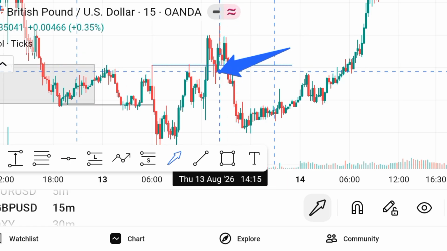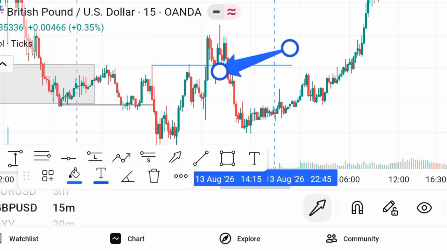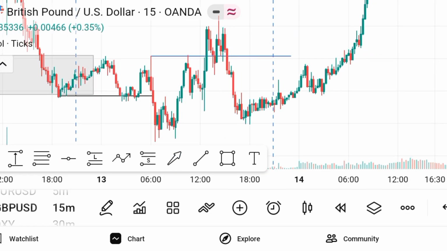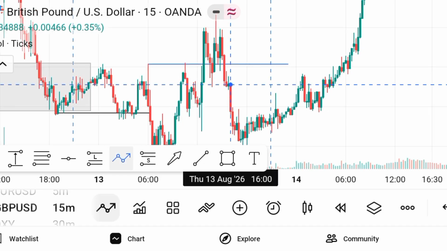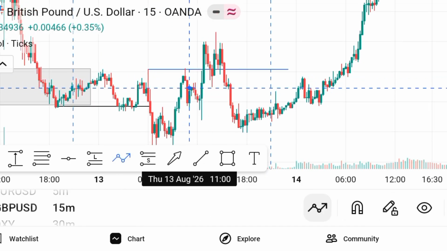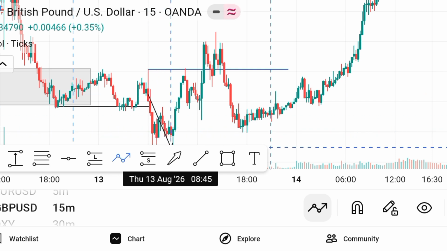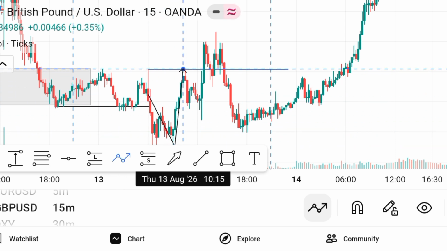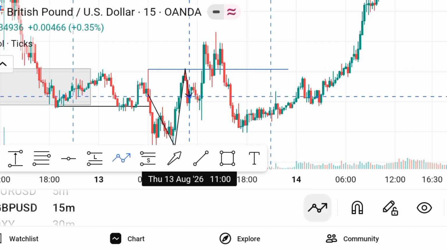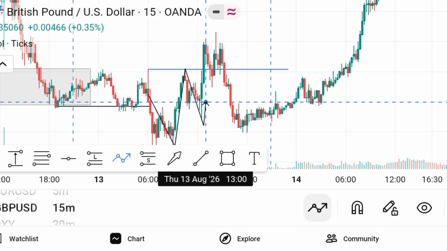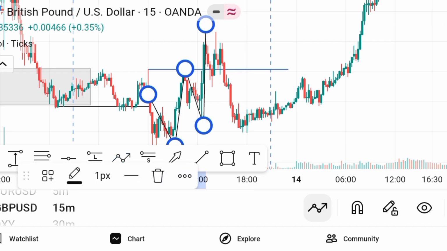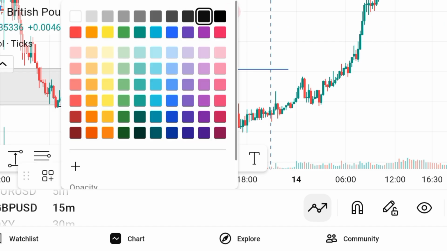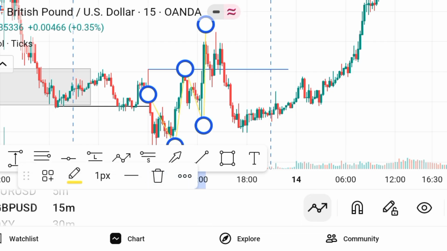Please pay attention attentively. This is what we saw after the break of structure to the downside happened. Market came back from here to retest the swing high, was unable to break it, came down again, then it broke above the swing high. Let me just leave it as a black color.